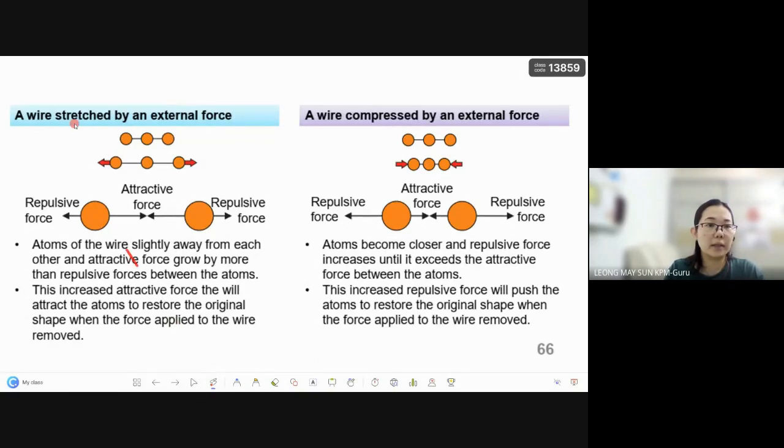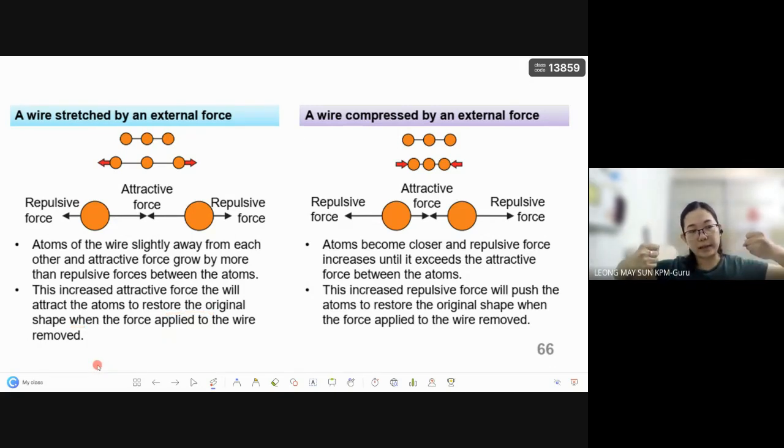When a wire is stretched by an external force, this is the equilibrium position between the atoms. When they stretch it with a force, they will have a stronger attractive force, because when you stretch, they are already away from the equilibrium position. So the attractive force will become stronger. You see, the attractive force grows more compared to the repulsive force. So when the force is being released, the attractive force is the one that will restore the original shape when the force applied to the wire is being removed.